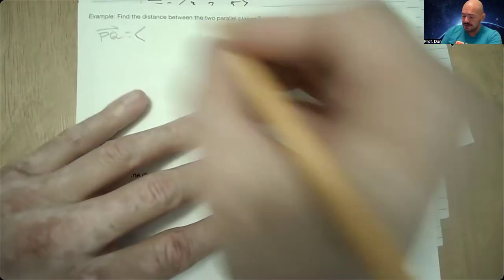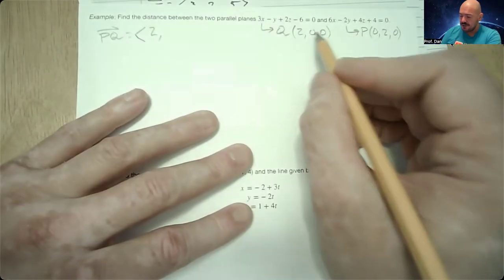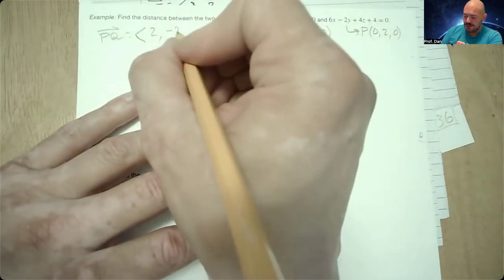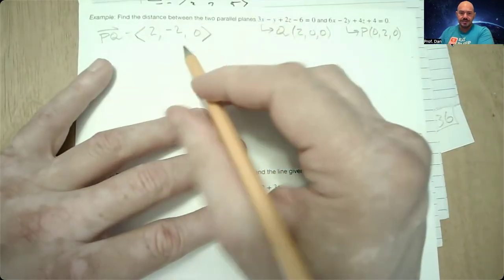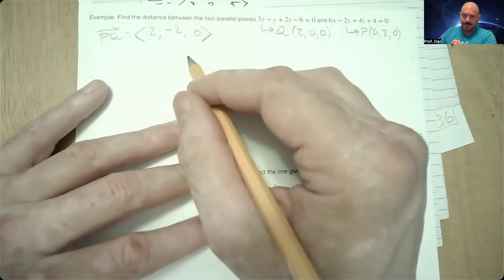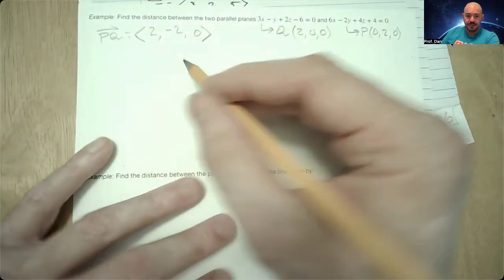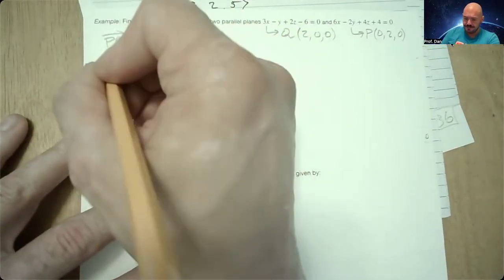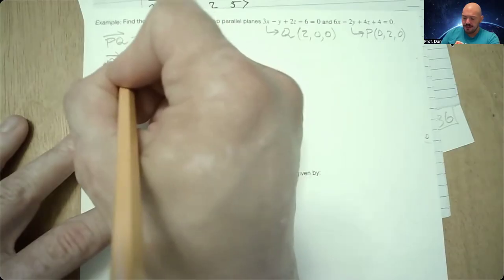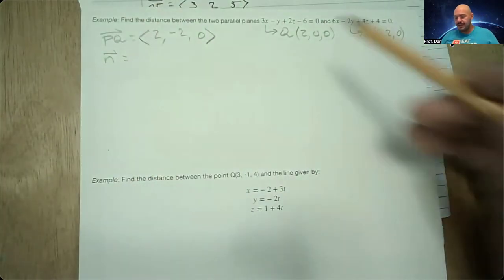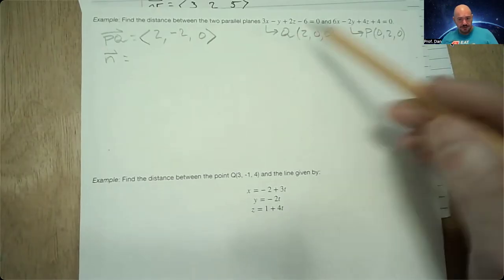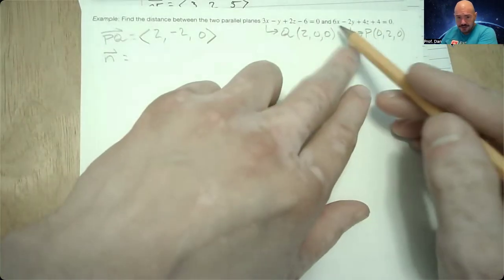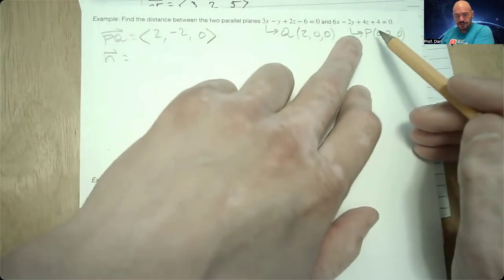So 2 minus 0, I get 2. 0 minus 2, I get negative 2. And 0 minus 0, we get 0. So this is our vector PQ. Now we need to know the normal vector for the plane that we didn't use for Q. So we use this one for Q, we can't use that. So we'll use the second plane here to get our normal vector.